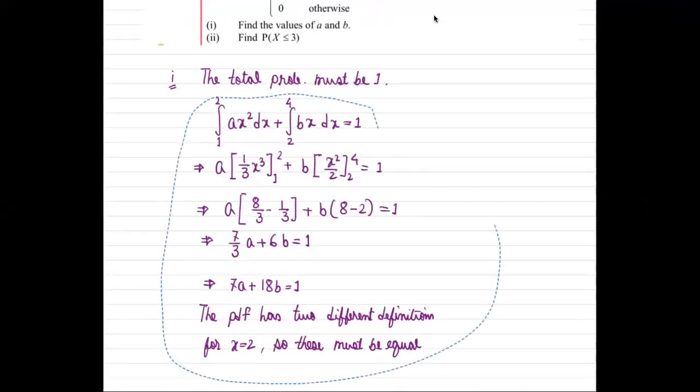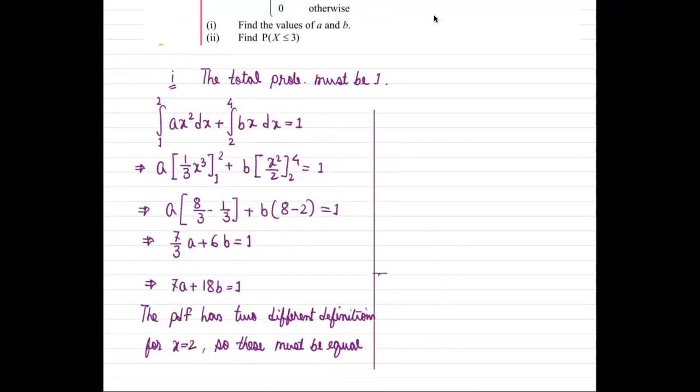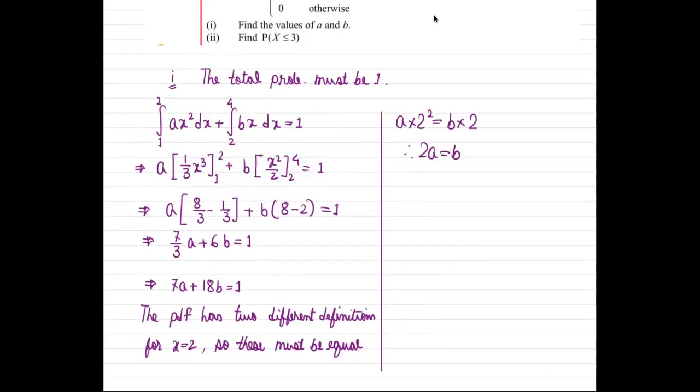So we can write like this. If we put 2 in the first function, we get this. If we put 2 in the second function, we get this. These two are equal. So we can write 2a is equal to b. So this is equation number 1. This is equation number 2. Now from 1, what do we get?